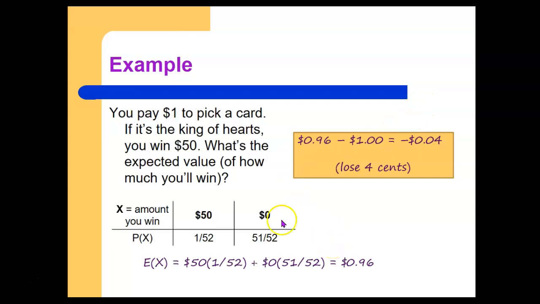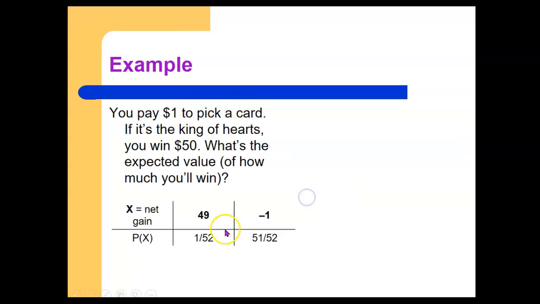And another way we could figure this out is instead of having it set up so that our random variable is the amount that you win and then subtracting the $1 at the end, we could set it up so that the random variable is your net gain. Either you pay $1 and win $50, so you're $49 ahead, or you pay $1 and then you don't win anything, so you're $1 in the hole. That's a gain of -1. And if we just calculate the expectation based on that, 49 times 1/52 plus -1 times 51 over 52 does come out to be -0.04.